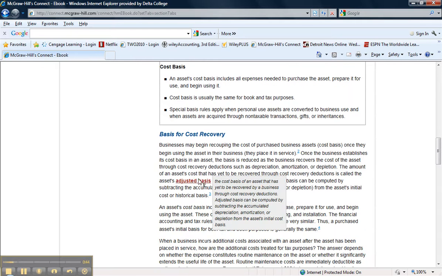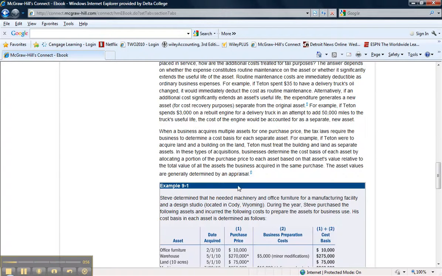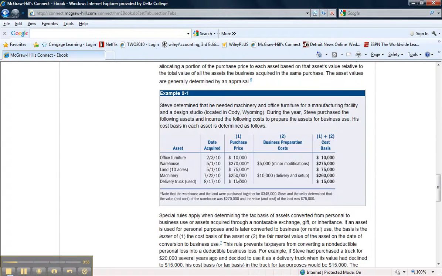It defines adjusted basis right here. As you depreciate your property over its life, your basis goes down, and you will have adjusted basis amounts as time goes by. So this is some good reading in here. The examples are laid out.